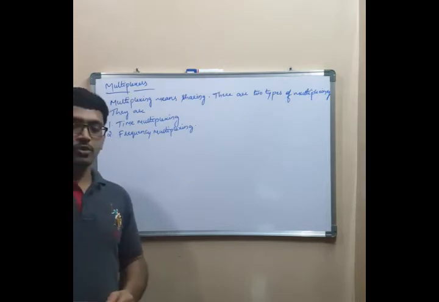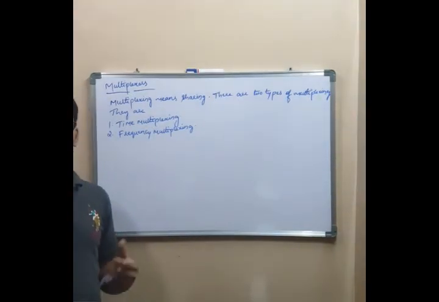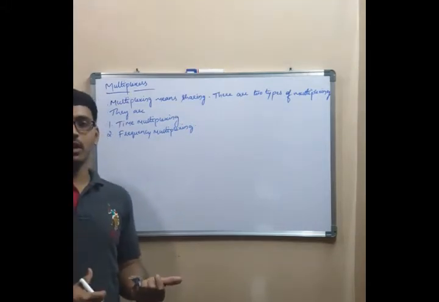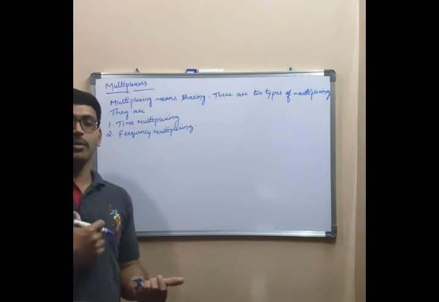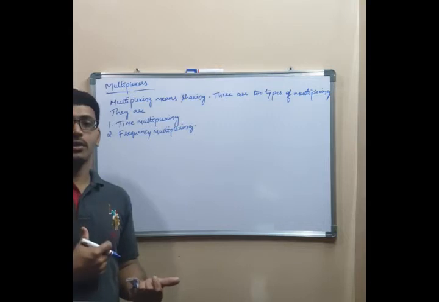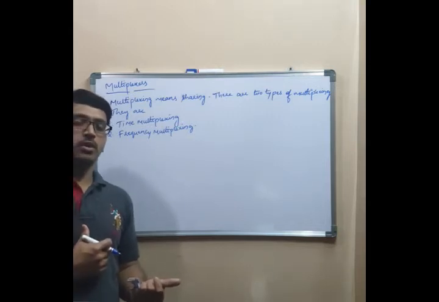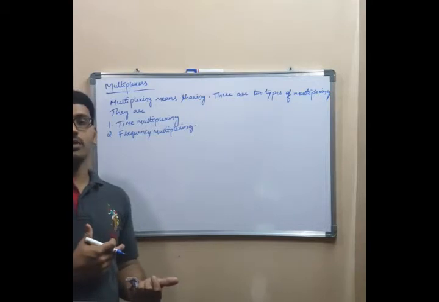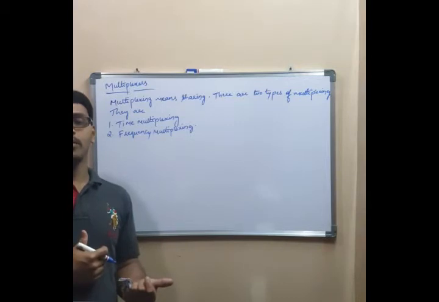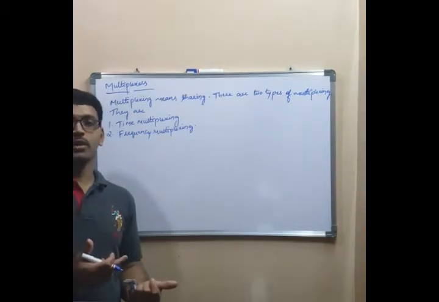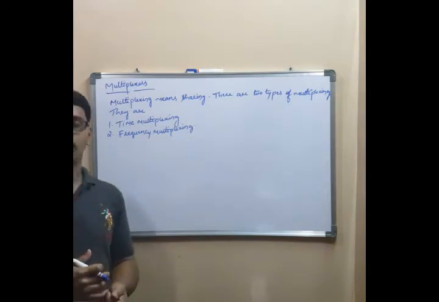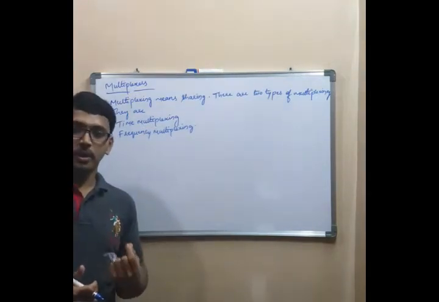So in case of time multiplexing, the common channel is divided into time slots, and each peripheral device is given a particular time slot. During that particular time slot, they can communicate with the computer. Not all the peripheral devices are communicating with the computer at a time. Only one peripheral can communicate with the computer at a given time slot, right? Each peripheral device is given a particular time slot.